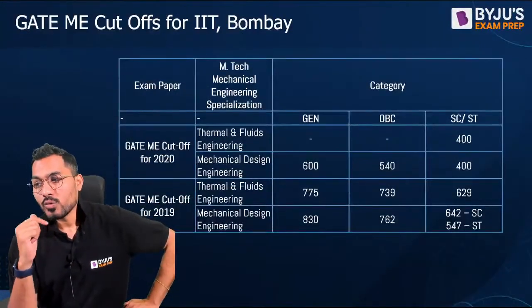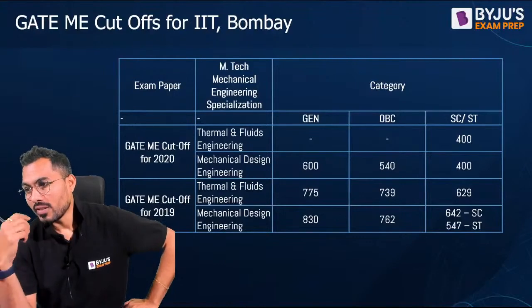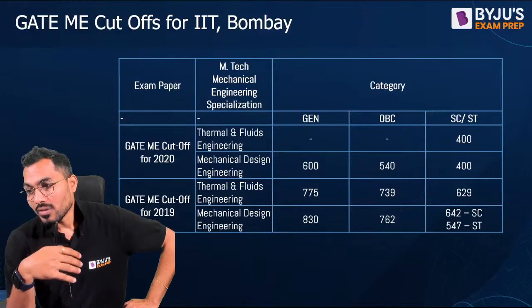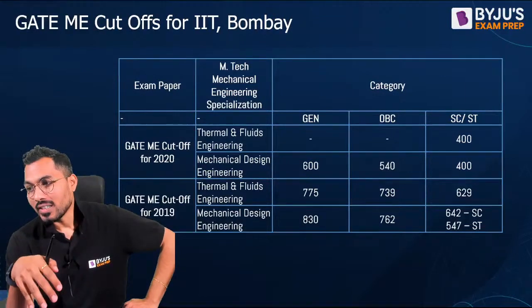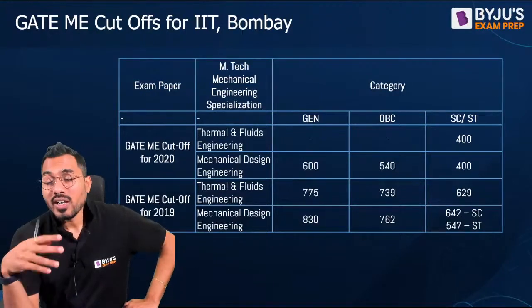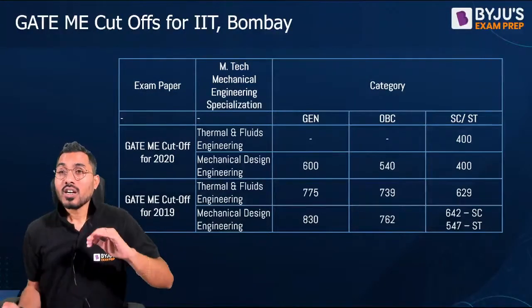right? The 2020 and 2019 cutoffs are given. For general and OBC it is this. Machine design, general category cutoff 600. In 2019, general category cutoff 830 and 775. You can check that, right? Fine. And these cutoffs sometimes fluctuate because a spot round also happens.